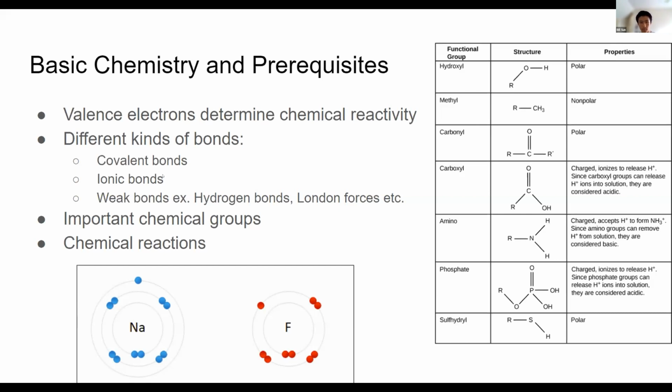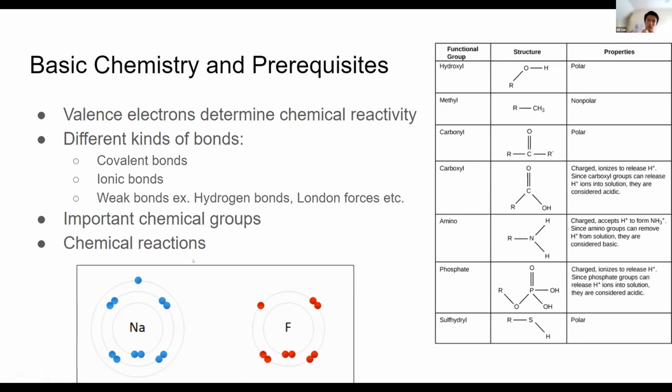The next kind of bond you may want to know about is an ionic bond, which is essentially a bond that occurs due to electrostatic interactions. And what that means is that 2 different atoms that have different charges are attracted to each other because a negative charge is attracted to positive charge and vice versa. So in this picture below, you can see the sodium and fluorine atom. It's a classic example of ionic bonds.